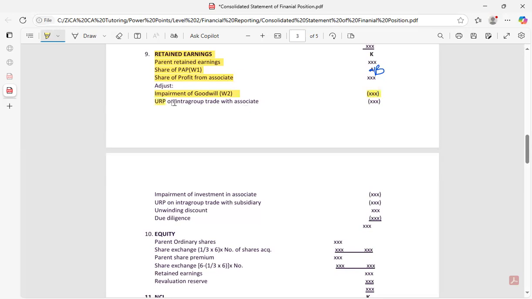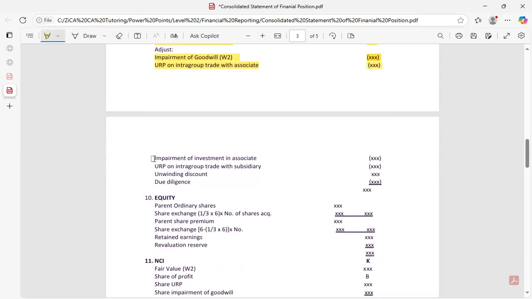And then unrealized profits on trade with associates. So the unrealized profits from intragroup trade with the associates, you bring it there. Then impairment of investment in associates, you bring it there. And then unrealized profit on intragroup trade with the subsidiary, you bring it here.